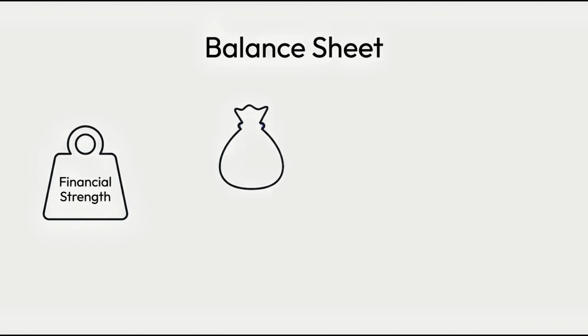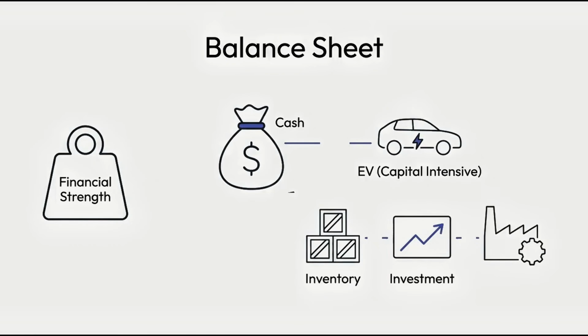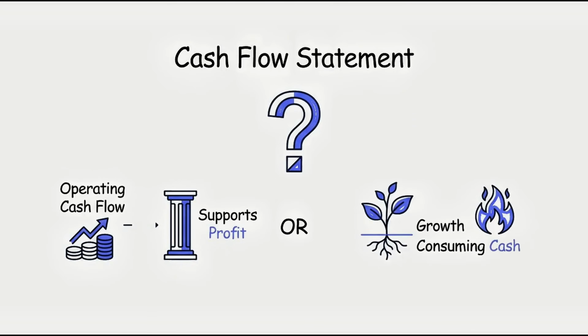The balance sheet shows financial strength. Cash matters because EVs are capital intensive. Watch inventory levels, investment spending, and factory assets tied to vehicle production. The cash flow statement then answers a simple question. Does operating cash flow broadly support reported profit, or is growth consuming cash?